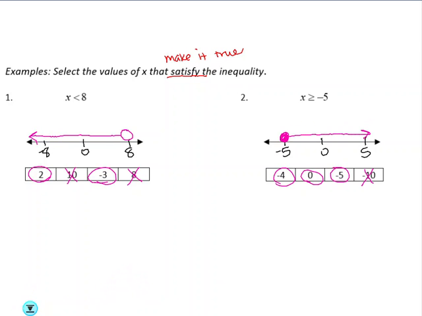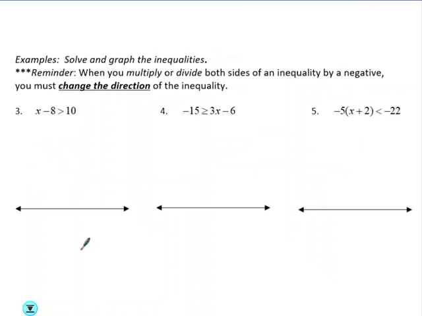Now let's look at some algebra problems. Here we want to solve and graph these inequalities. All of the rules are the same as when we solved equations, but we have one extra rule. When you multiply or divide both sides by a negative, you have to change the direction of the inequality. And I'll show you what that means when we get to that problem.